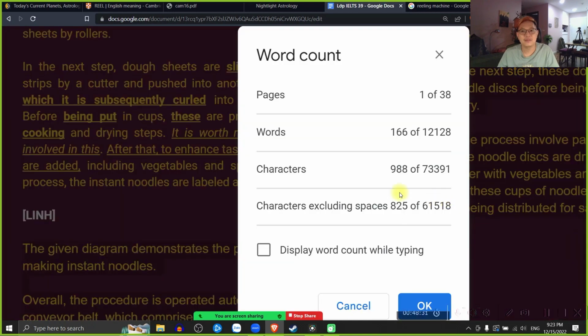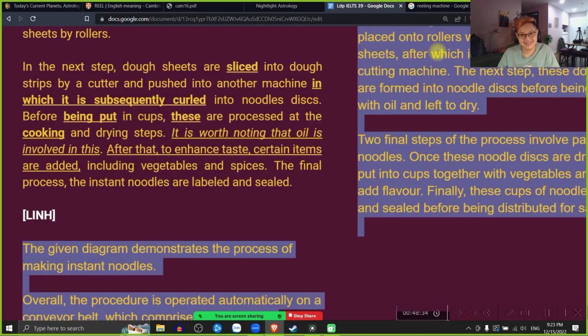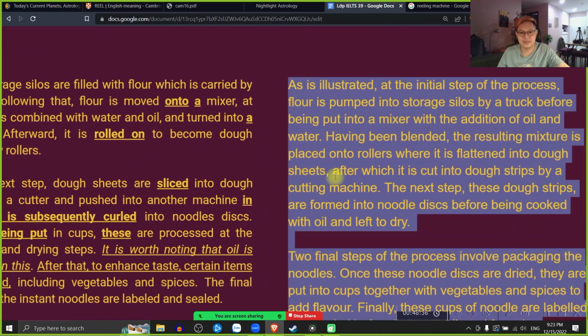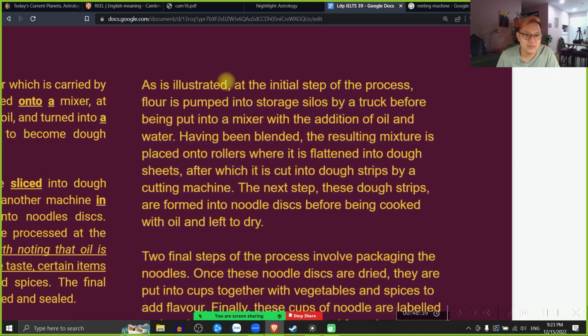Okay, how many words is this one? 166. Perfect. Okay, as is illustrated. Very good. At the initial start of the process, flour is pumped into storage silo by a truck. You can say a truck or trucks, either is fine. I think a truck or many trucks. Before being put into a mixer with the addition of oil and water.